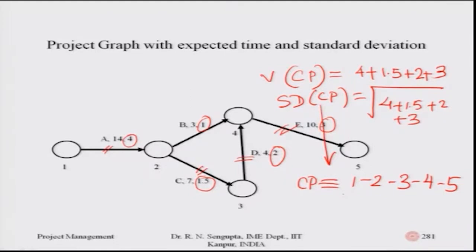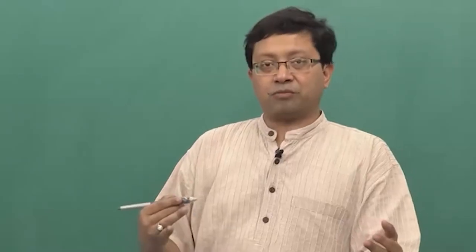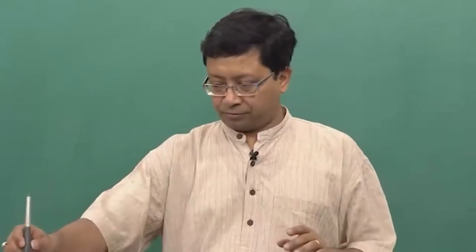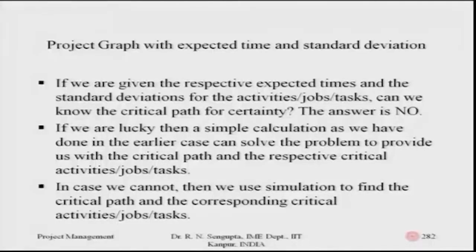What is important to note, which I mentioned in the 280th slide, is that whatever the distribution is, when you want to find the overall completion or percentage of completion, we will use the central limit theorem. So, if you are given the expected time and the standard deviation for the activities or tasks, can we know the critical path for certainty? The answer is no, because the standard deviation means dispersion.